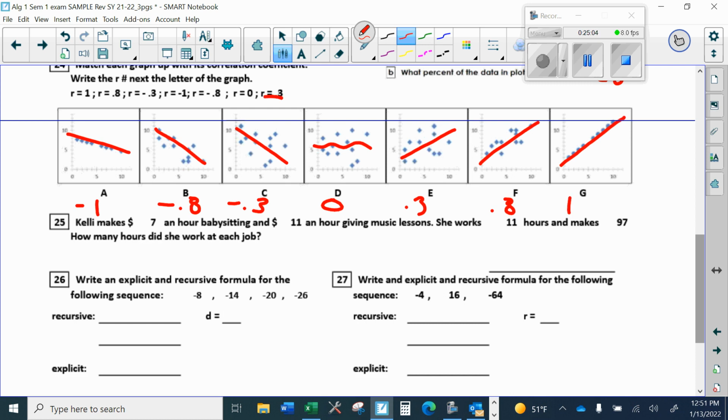You were to take these numbers right here and match them up underneath their graphs on the correlation coefficient. Remember, that's the R we found on the graphing calculator. If it's -1 or +1, all the data are lined up perfectly in a line. Okay, that's what that means.